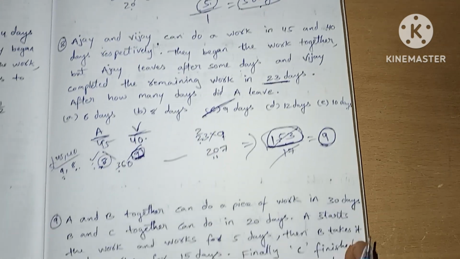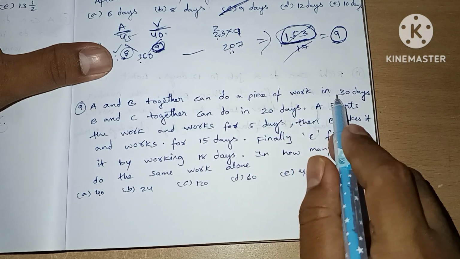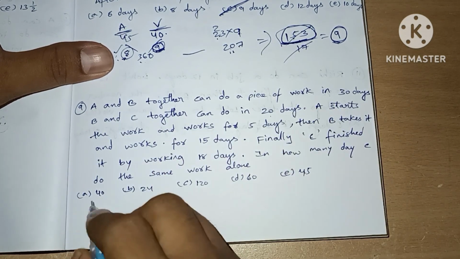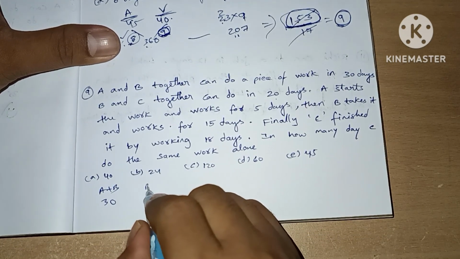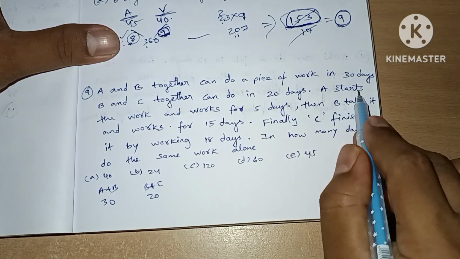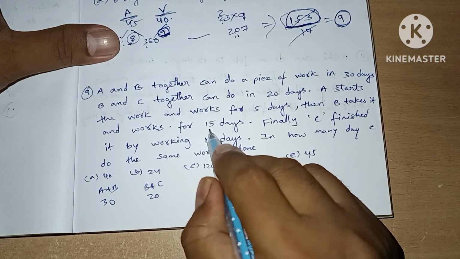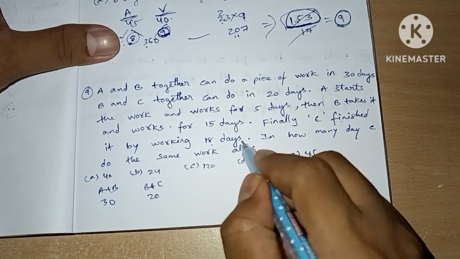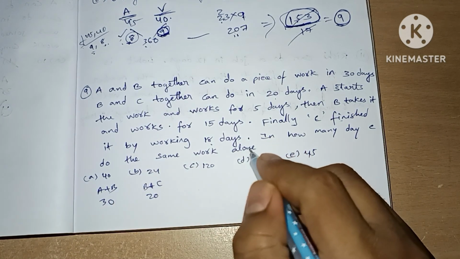Next question. Let's see this one. A and B together can do a piece of work in 30 days. B and C together do it in 20 days. A started the work for 5 days, B takes it for 15 days, and finally C finished the work working 18 days. In how many days can C do the same work alone?